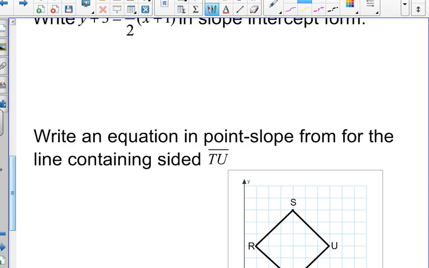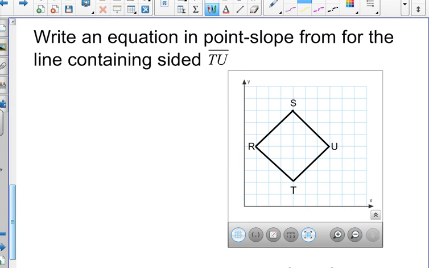All right, write an equation in point-slope form for the line containing side TU. So here's our side TU. Okay, so we need to put it in point-slope form, which means we need to know a point on the line, and so we need a point and we need our slope. Okay, which we can find both of those. A point on the line could be this point or this point or this point. It goes through across there. Doesn't matter which point it is. So let's just pick this one right here. So this is 1, 2, 3, 4, 5, 6, comma, 1, 2, 3, 4. Let's use that point for our point.